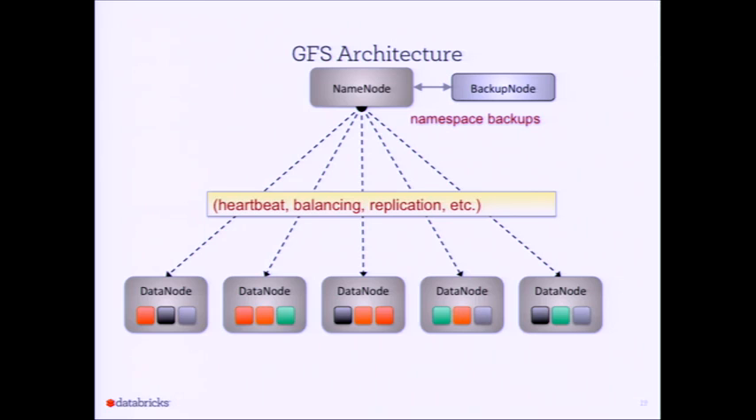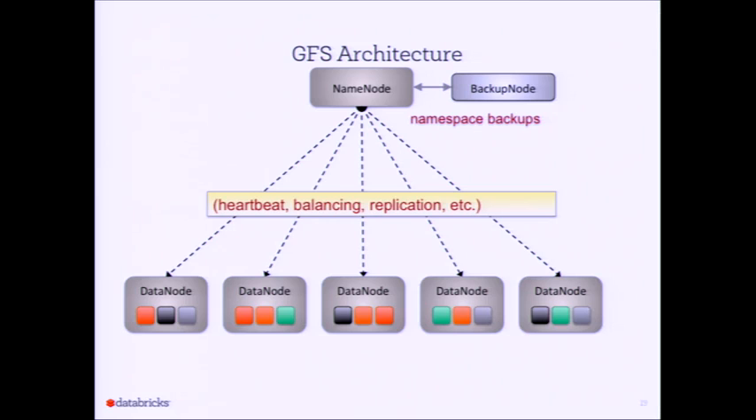So data nodes talk to name nodes to tell them, here I've written this block and this is the location. And in order to prevent failures, name nodes also have backup nodes. You might have multiple backup nodes for a name node. So when the main name node goes down, you switch to a slave copy for looking up all the metadata.